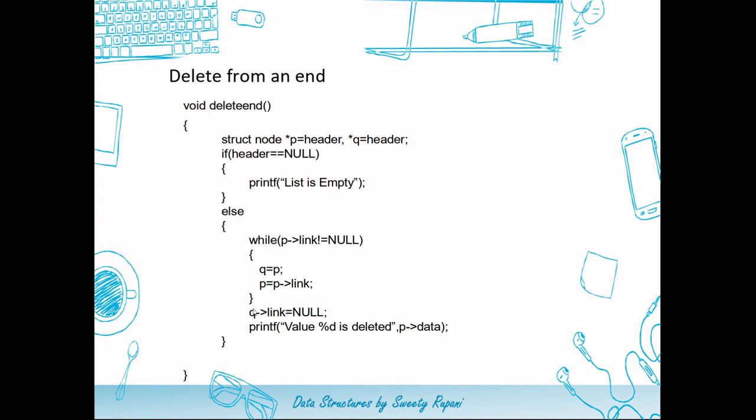Once we are at that position, we just have to set the link part of Q to a null value so as to delete node P. Now we don't have any way to reach node P. We can print the value that is deleted for our reference.